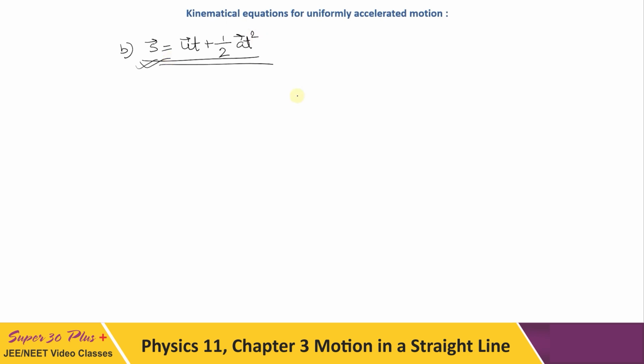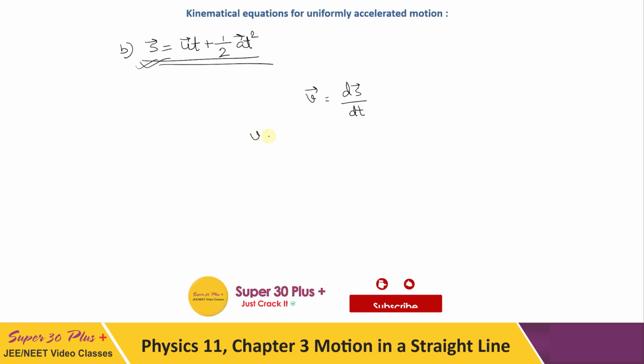Now how can this be derived? As we know, v is equal to ds by dt. Take dt on the other side. v dt is equal to integration of ds.